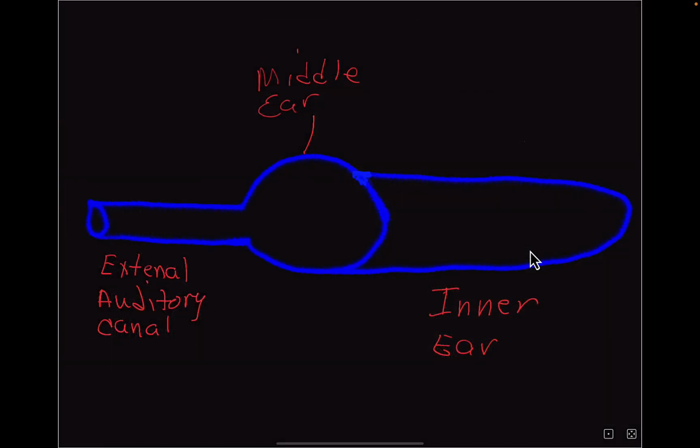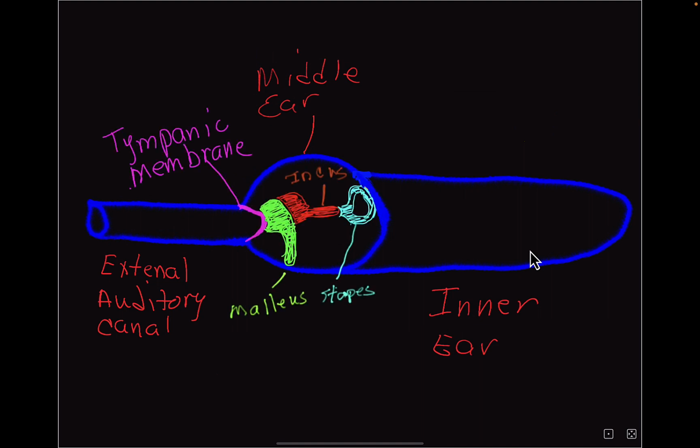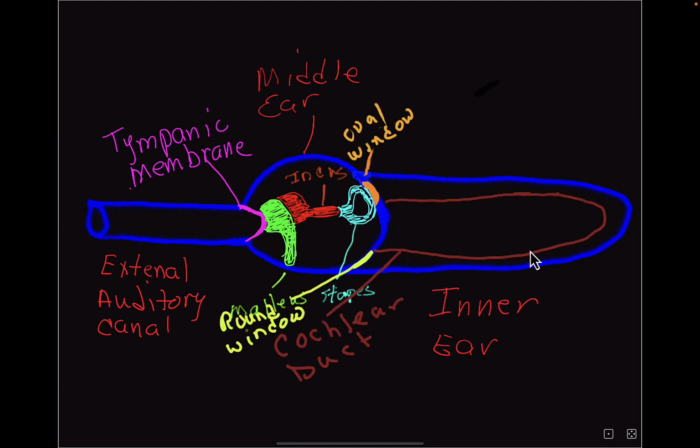Now, in this first picture, you can see the external auditory canal that we talked about, and then you have the middle ear, and then again, this inner ear has been unwound so that you don't see that snail shape anymore. Then we also have the tympanic membrane, and that's separating our outer ear from our middle ear. And in the middle ear, we have those three small bones, the malleus, the incus, and the stapes.